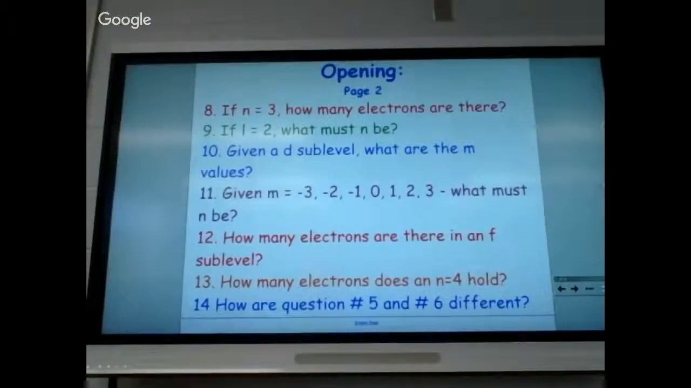What is this L? The L is telling you what sublevel. So I'm telling you what sublevel I gave when I said it is S, P, D, or F.